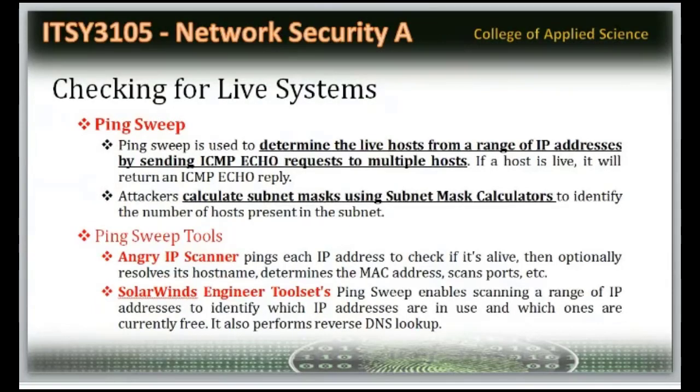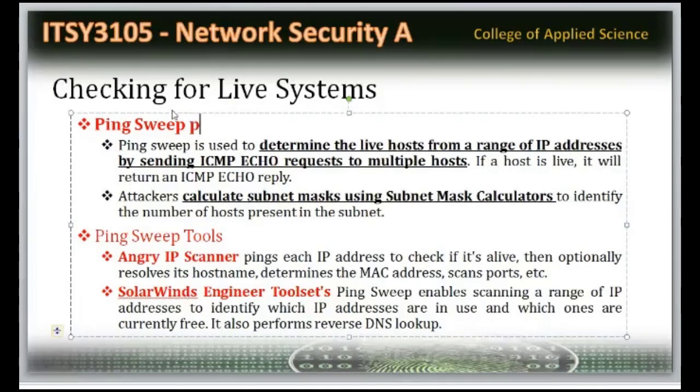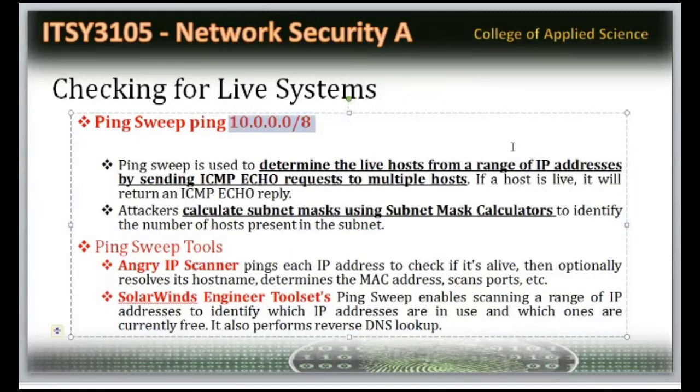Then I'm going for the next technique. The second technique for checking for live systems is the ping sweep technique. What is the ping sweep technique? In the ping sweep technique, you will give a range of IP addresses. For example, ping 10.0.0.0/8, where I'm giving the subnet mask. What does that mean? This says all the computers available in this network, in the 10 network.